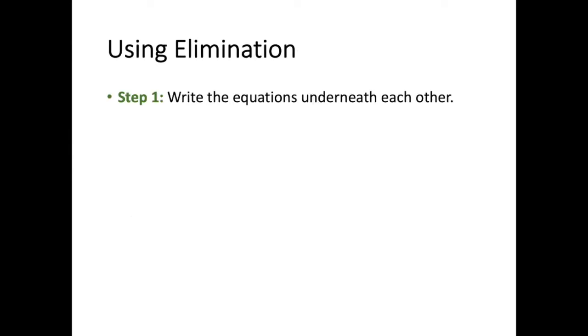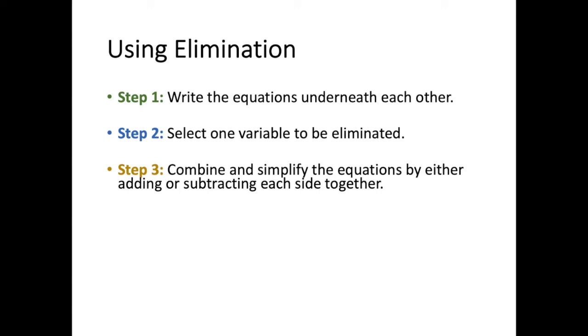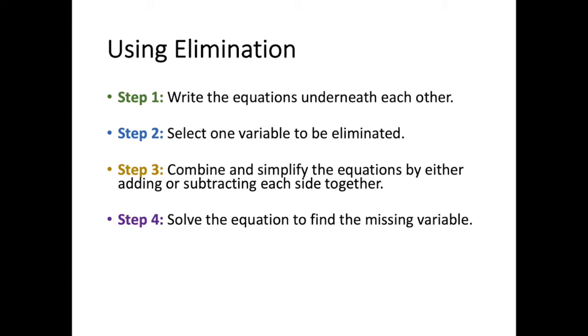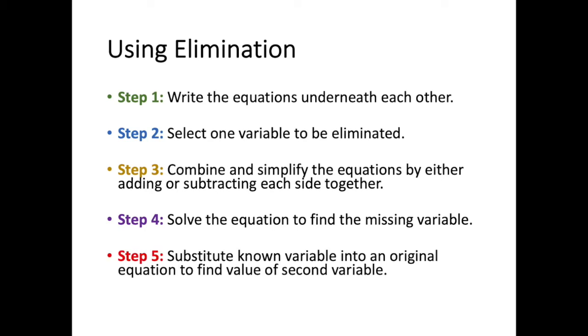When we are using elimination, the first step is to write the equations underneath each other and then select one variable that can be eliminated. Once we have selected that variable, we want to combine and simplify the equations by either adding or subtracting each side together. Then you can solve the equation to find the missing variable. After we've got one known variable, we can substitute into an original equation to find the second unknown variable and then write your answer.